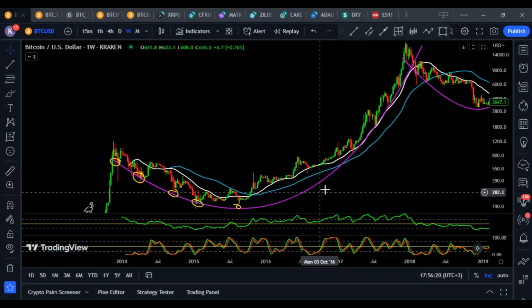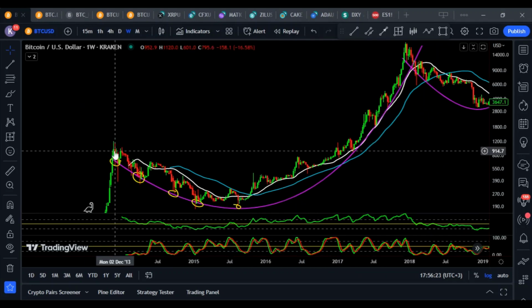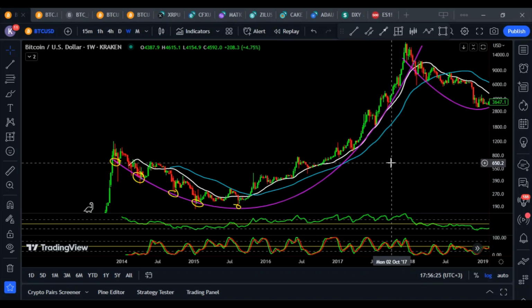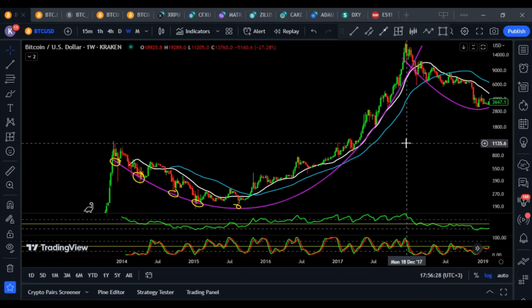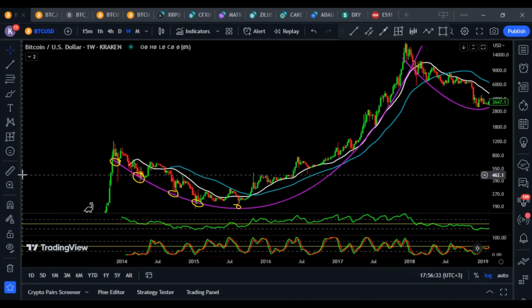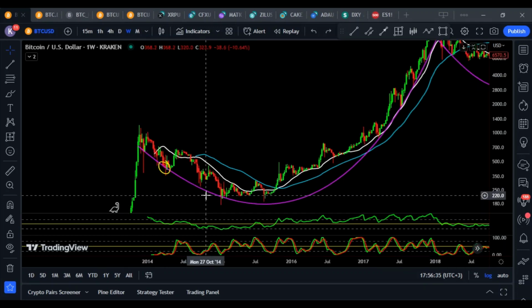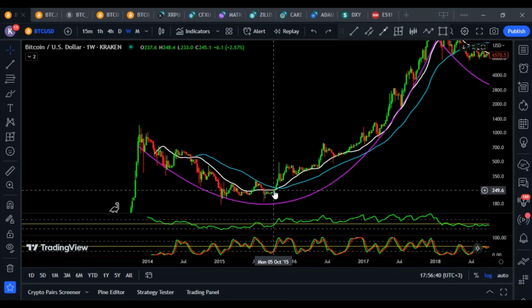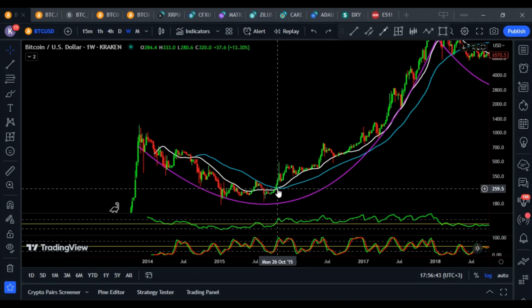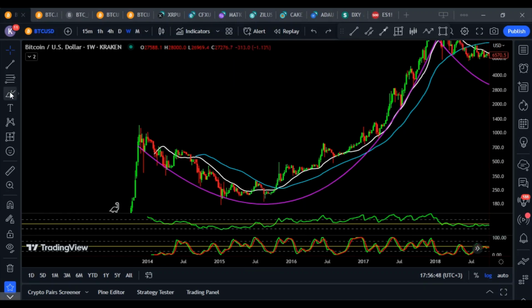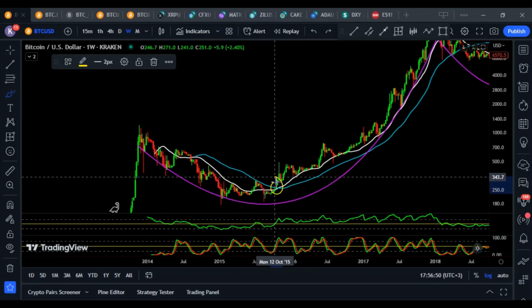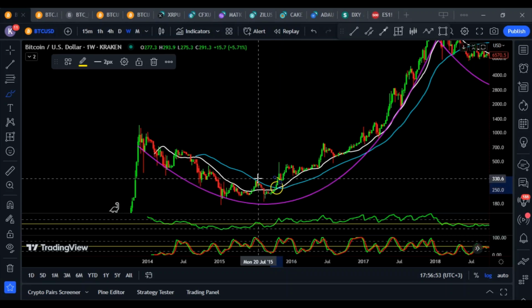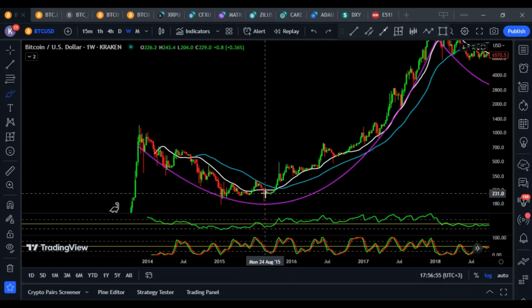So this is the first observation. Our first curve was respected from 2013 all the way to 2017. That's 4 years of discipline and respect. What I'm interested to see here is this cross between the 20-week moving average and the 50-week moving average. At this area, we had a cross. The 20-week crossed the 50, but as we said, this is a lagging indicator.